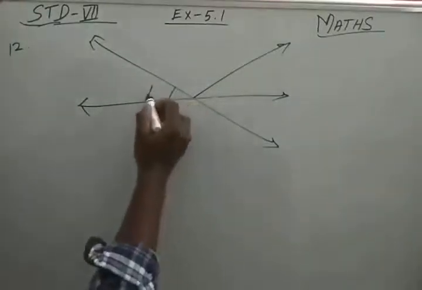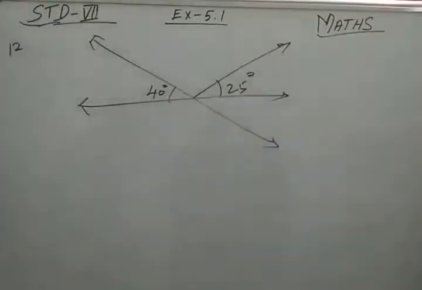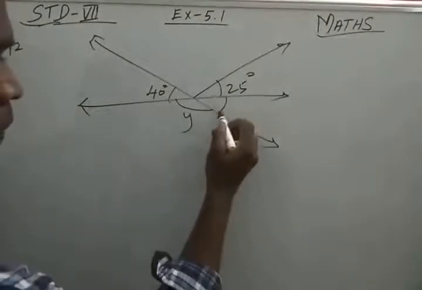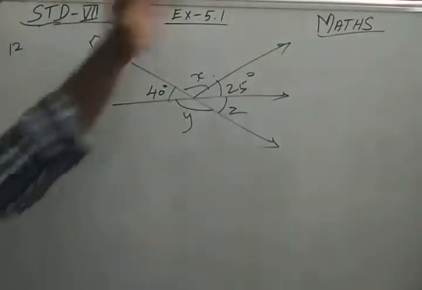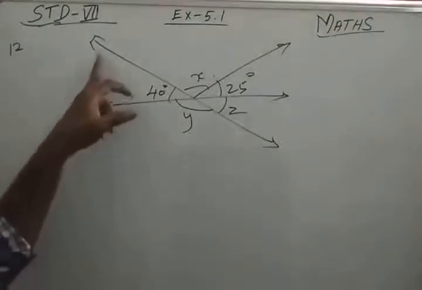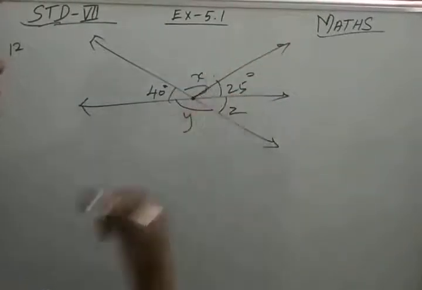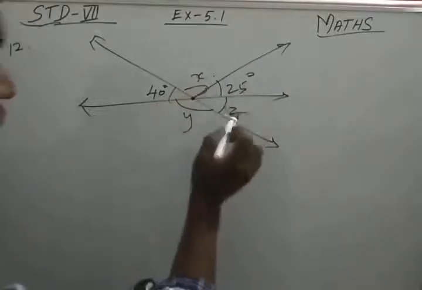This one is 40 degrees. This one is 25 degrees. And they have given angle y, angle z, and this is angle x. In this picture also, you properly see what values they have given. They have given the intersecting lines and one more ray over here. So here they have given the values 40 degrees, x degrees, 25 degrees, z degrees, y degrees.